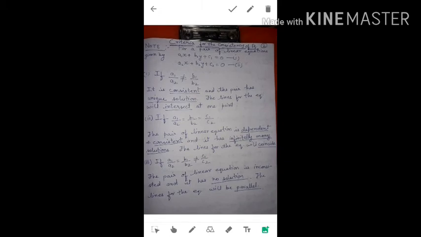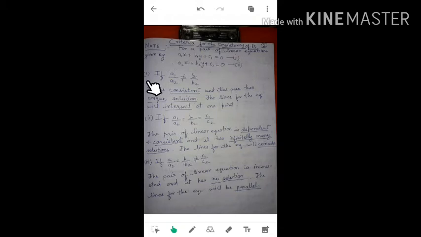Now we are coming to the criteria for the consistency of equations. If a pair of linear equations is given to us, the two equations are a1x plus b1y plus c1 is equal to 0. Say this one is the first equation. The second equation given to us is a2x plus b2y plus c2 is equal to 0. Say this one is the second equation.